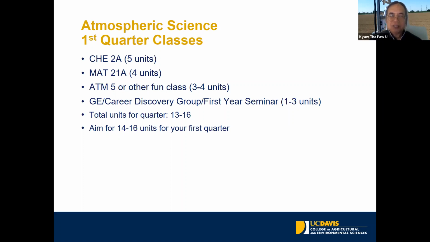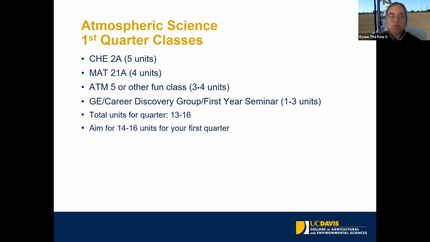And then some fun classes for ATM or things like GE classes. That's ATM 5, for example, is being offered, or you can choose some other fun class. You're in a great school, one of the best in the world. Congratulations for getting in here, by the way. So ATM 5, for example, will give you some idea of climate change issues. There are a lot of other fun classes. There's ATM 10 in the winter, but that's the second quarter. There's a bunch of GE classes and discovery group first year seminars you might be interested in too.